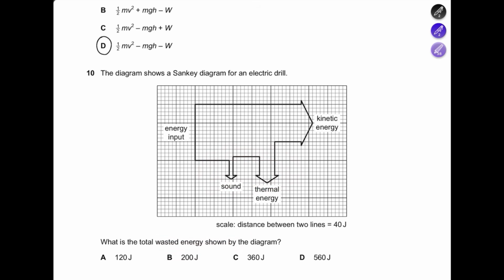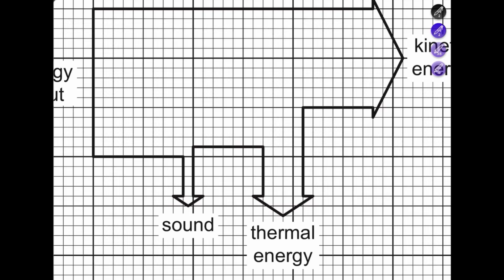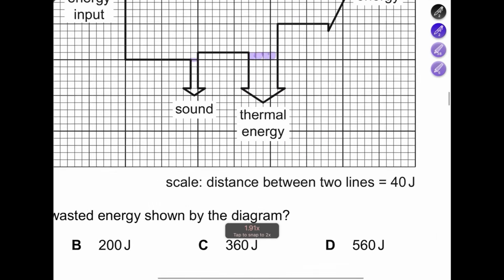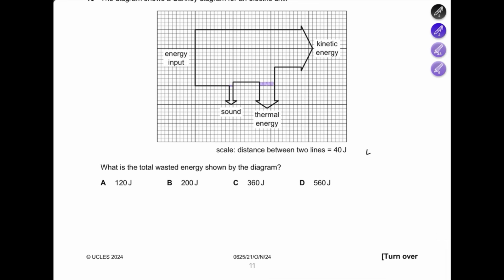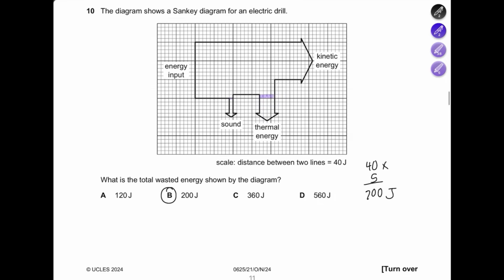And they said the distance between two lines equals 40 joules. So we can count the squares. We have one square here, 1, 2, 3, 4. So we have 5 squares in total. This is going to be 40 multiplied by 5, which is going to be 200 joules. So the answer is B.